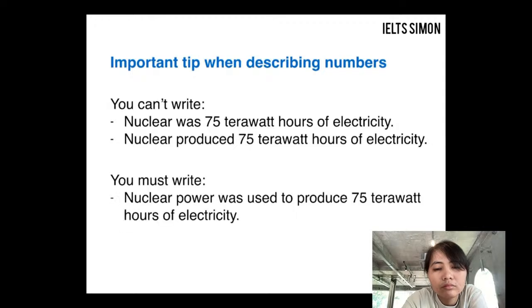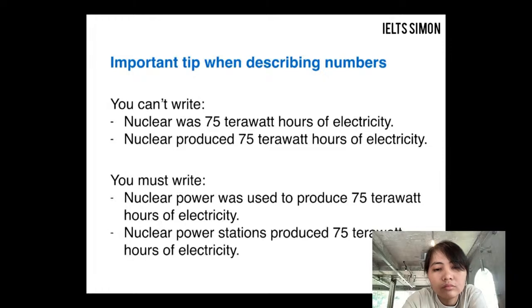Nuclear power was used to produce 75 terawatt hours of electricity, or nuclear power stations produced 75 terawatt hours of electricity. So it's the power stations that produce the electricity, not just the word nuclear. Be very careful with the subjects that you use, especially when just taking the word from the graph. Look at this slide carefully and think about that point. People lose marks by doing this wrongly.